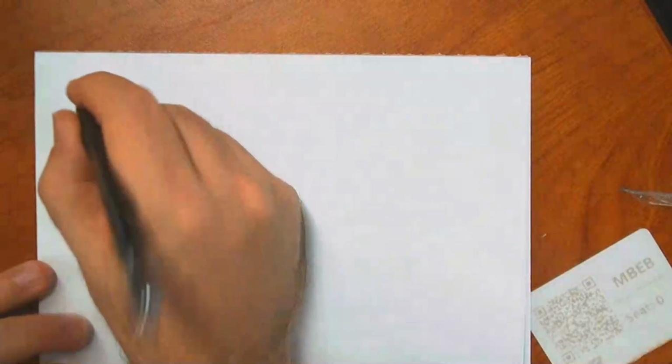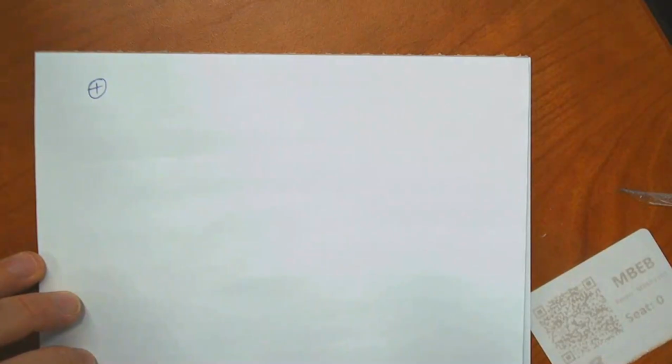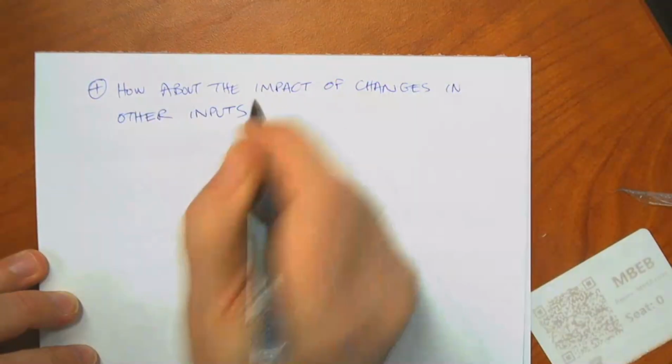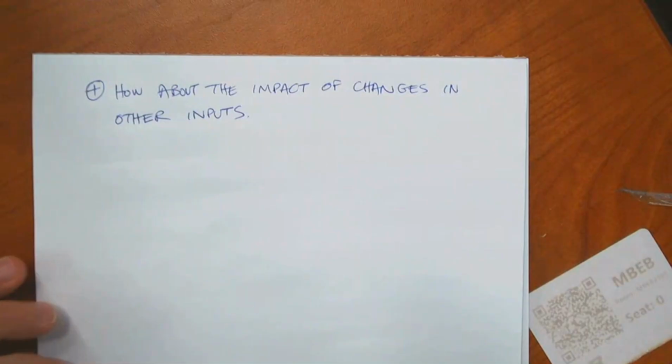So now let's get to that other question. How about the impact of changes in other inputs? When I'm writing this down, I'm asking: what is the impact of changes in capital when we're considering the marginal product of labor? What is the impact of changes in labor when we're considering the marginal product of capital? So we're playing with that setting.